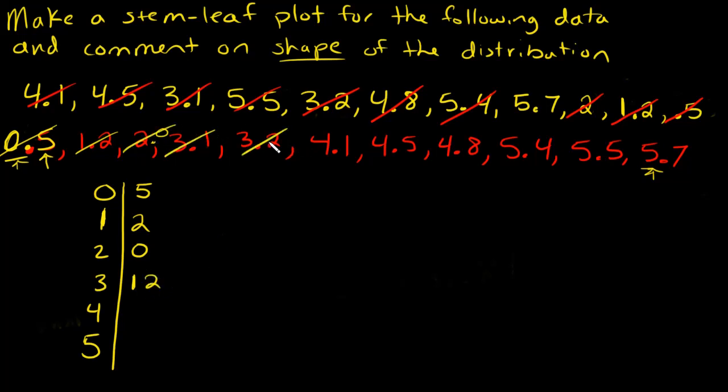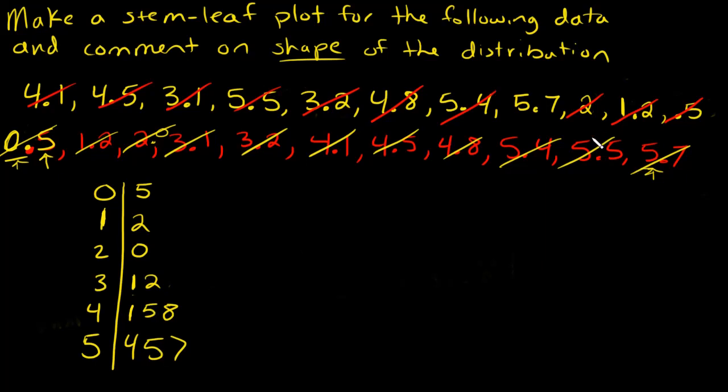3.2. Now it's really important that the order of your items on the leaf are in order. So that's why sorting your data helps you do that automatically. Okay. 4.1, 4.5 and 4.8. 5.4, 5.5 and 5.7. Okay. All right, great. So this is my stem leaf plot.